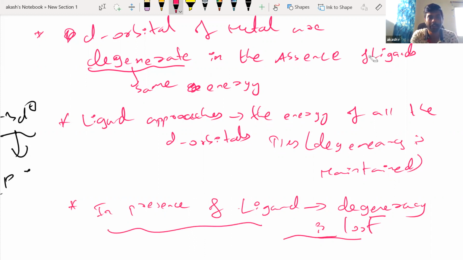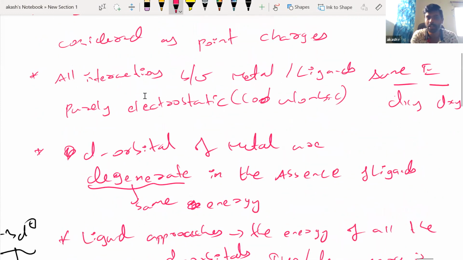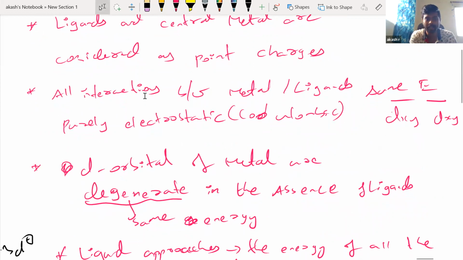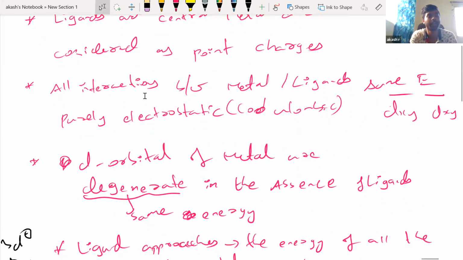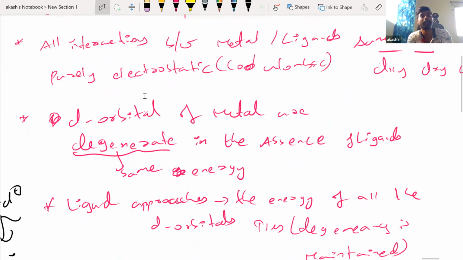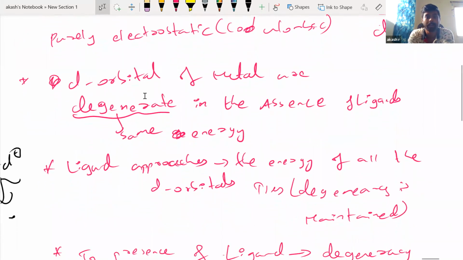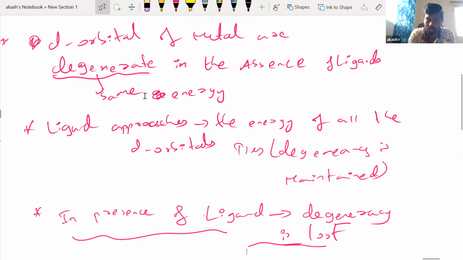So all the points here I have mentioned should be there at your fingertips. First, the ligand and metals are considered to be point charges. All the interaction between the metal and the ligand is going to be purely electrostatic. And next, the metal's d orbitals are going to be degenerate and they're going to have lesser energy in the absence of the ligand. But in the presence of the ligand, when the ligand is approaching, the degeneracy is still maintained, but all the d orbitals' energy is now increased. And after that, when the ligand is fully present, the degeneracy will be lost.